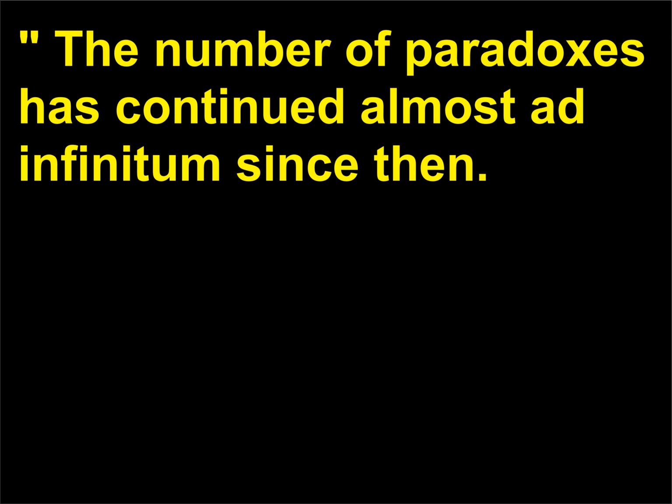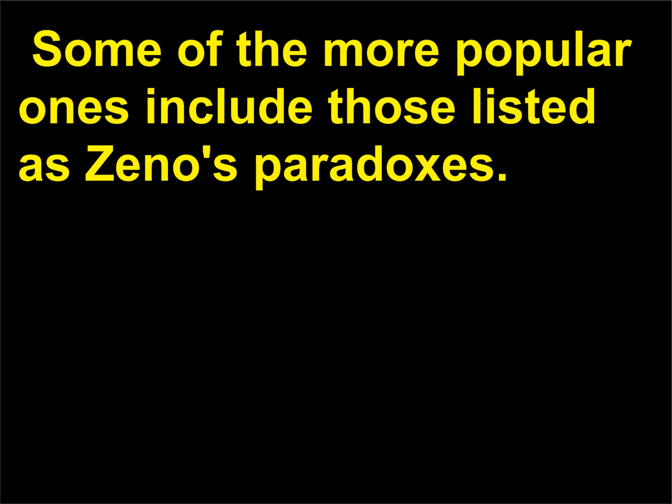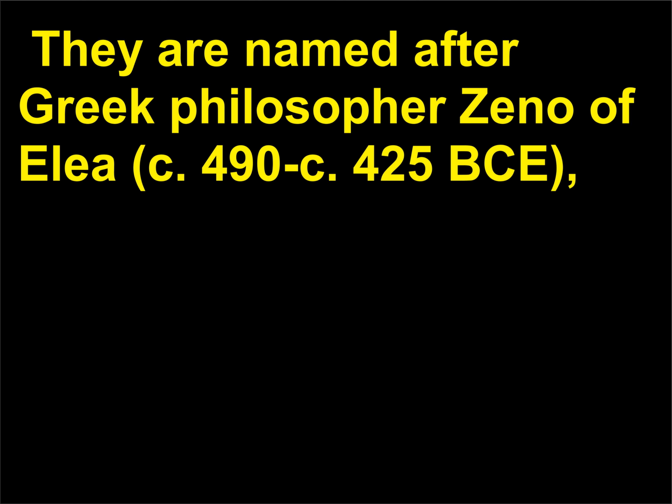The number of paradoxes has continued almost ad infinitum since then. Some of the more popular ones include those listed as Zeno's paradoxes. They are named after Greek philosopher Zeno of Elea, c. 490–c. 425 BCE.